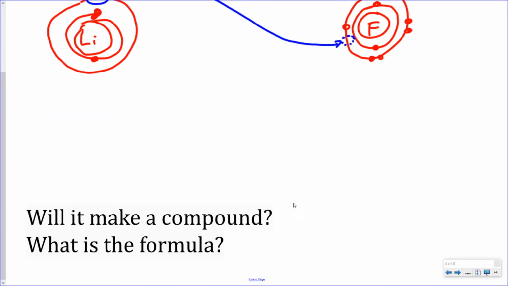So I've got 2 questions here. Will it make a compound? Yes, we just saw how it would. We take 1 lithium, 1 fluorine, we give 1 electron from lithium to fluorine, and away we go.